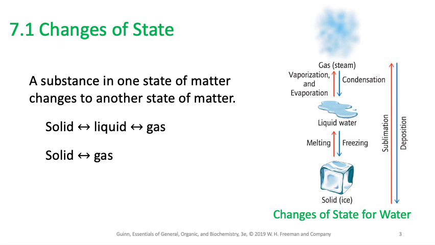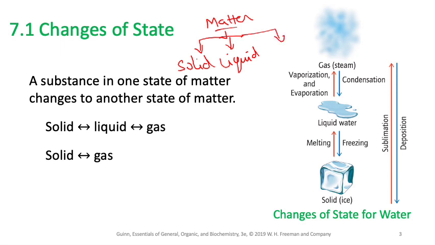So we already know there are 3 states of matter. We already discussed this in the previous chapter. If you remember, there are 3 states of matter. They can be solid, liquid, and gas. So in this section we're going to talk about how these different states of matter can be converted into each other, right? So this is called changes of state.